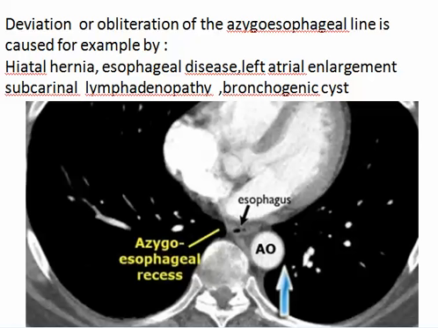Deviation or obliteration of the azygoesophageal recess is caused by many factors. Of course, if you have an esophageal tumor or mass, if you have hiatal herniation, if you have enlargement of the left atrium, if you have subcarinal lymphadenopathy, and if you have a bronchogenic cyst, these are the main causes of an obliterated azygoesophageal recess.